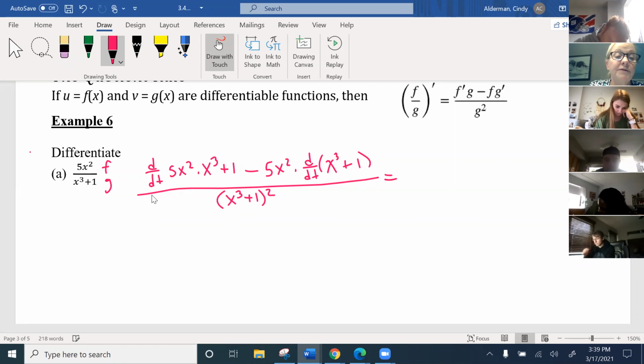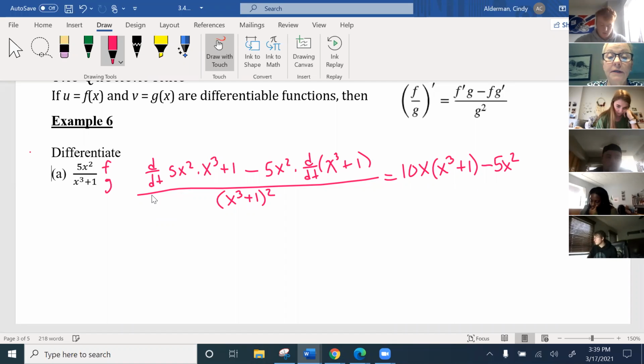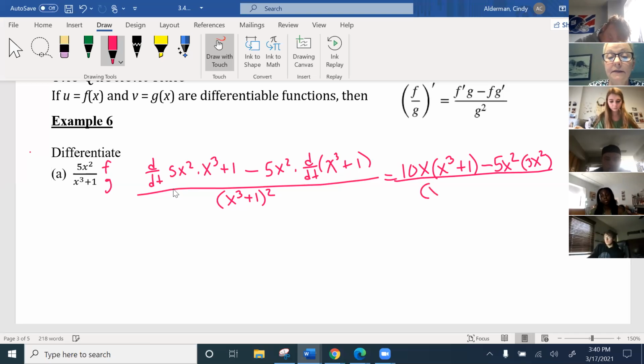Okay, so what do we have here? The derivative of 5x squared is just 10x to the first. So we're going to multiply that by x cubed plus 1. Subtract, leaving 5x squared alone, and multiplying it by the derivative of x cubed plus 1. What's the derivative of x cubed plus 1? Three x squared. Thank you. And then divide it by x cubed plus 1 squared.